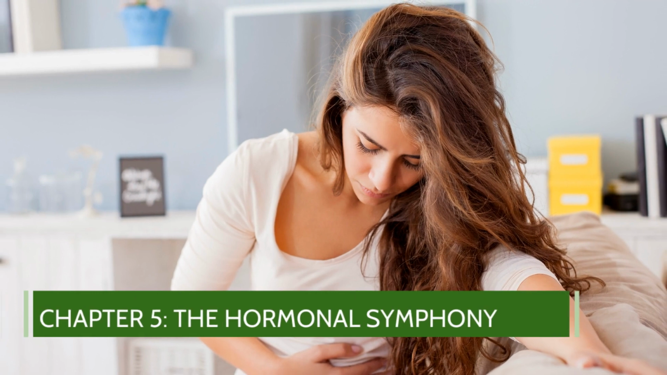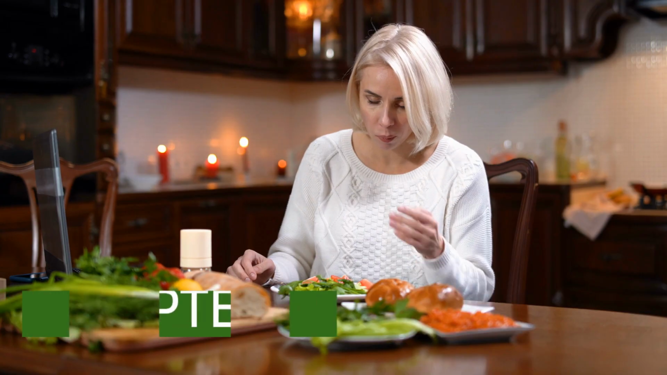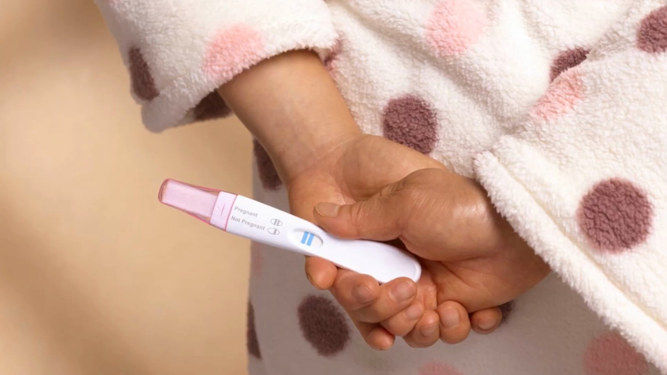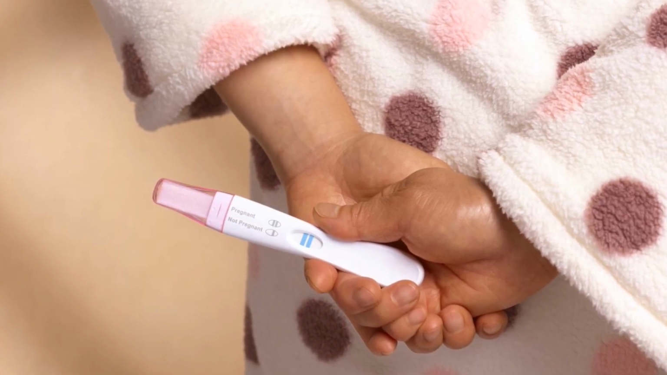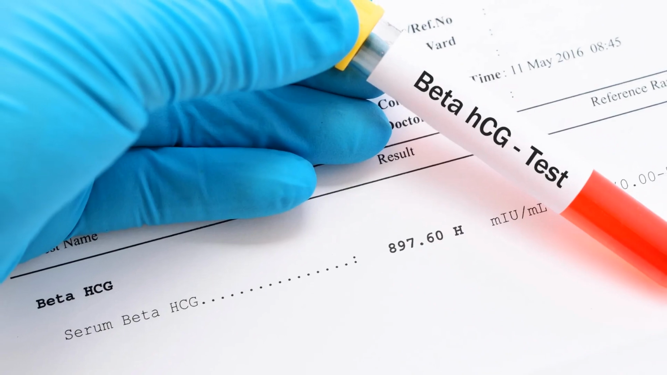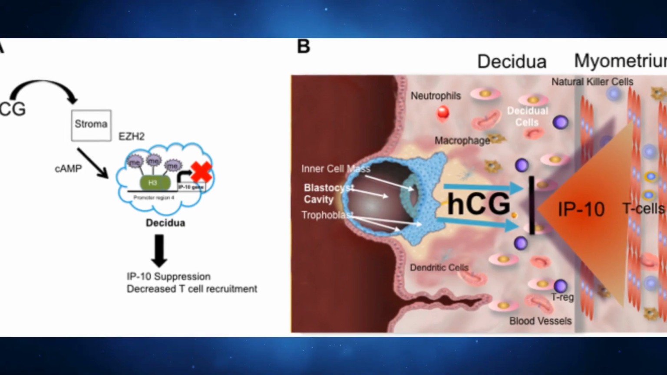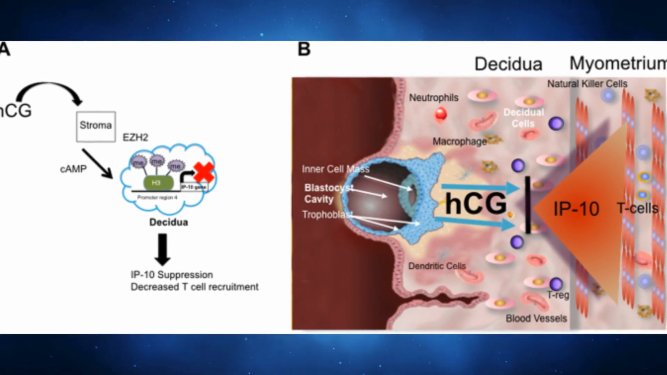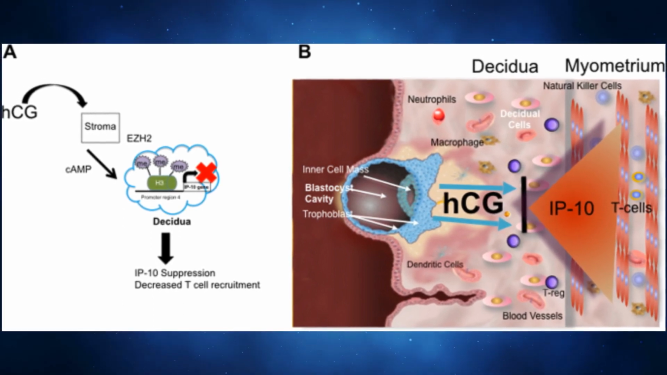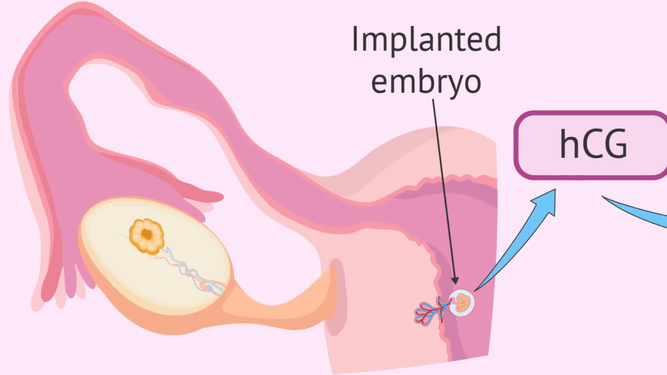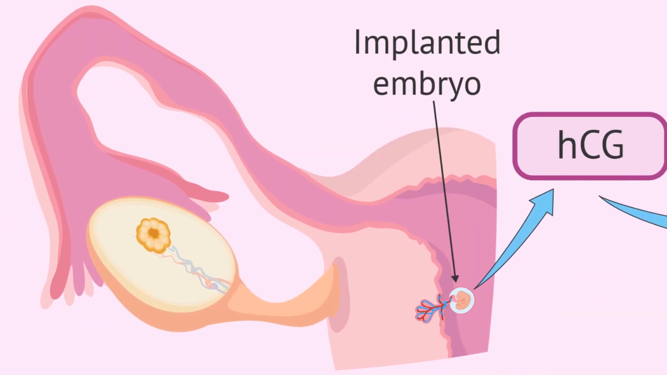Chapter 5. The hormonal symphony. Early pregnancy is governed by a delicate balance of hormones. One of the key hormones is human chorionic gonadotropin, HCG, produced by the developing placenta. This hormone plays a critical role in signaling the body to maintain a supportive environment for the embryo. It also prevents the breakdown of the uterine lining, ensuring the embryo has a stable place to grow.